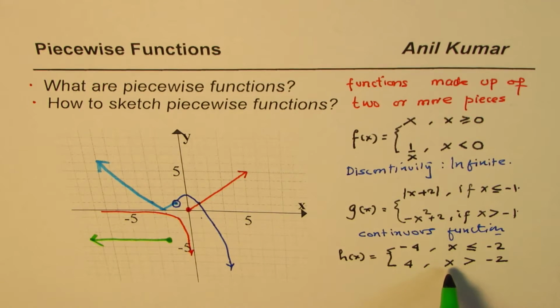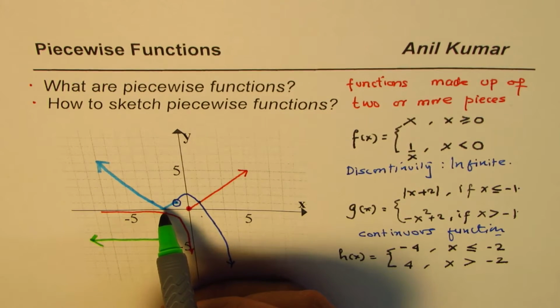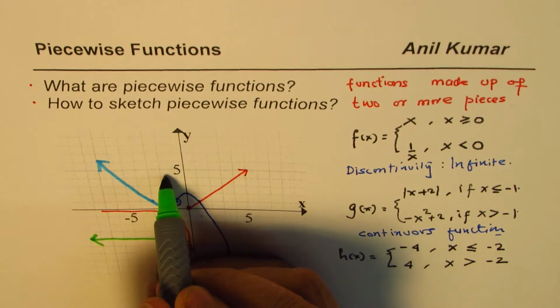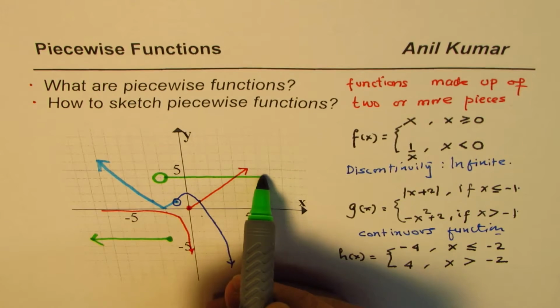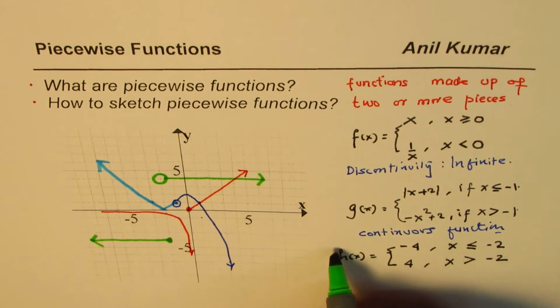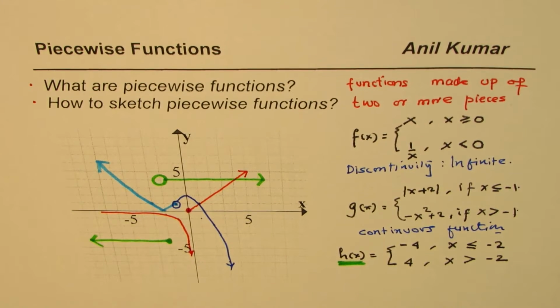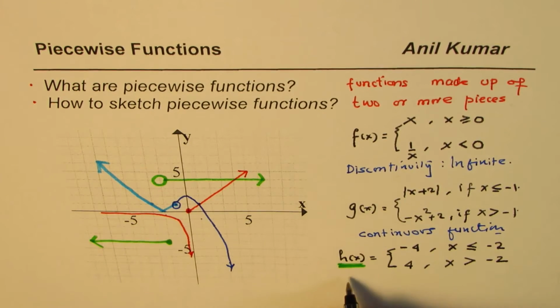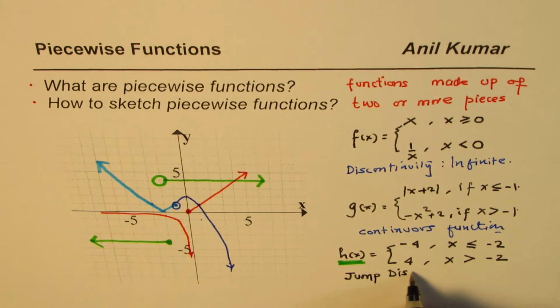However, for a value of x which is greater than minus 2, it is plus 4. So at a value greater than minus 2, that is not equal to minus 2. So we'll make a circle which is not filled in, and we'll draw a line like this. So this particular function becomes h of x. Do you see that? So here we again see that the function is discontinuous, and this kind of discontinuity is called jump discontinuity.